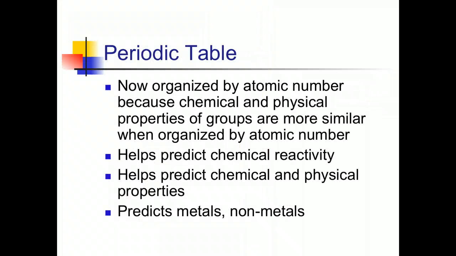The periodic table, as we stated, is now organized by atomic number. Chemical and physical properties of the groups are more similar when organized by atomic number. Things that the periodic table can help us predict: chemical reactivity, chemical properties, physical properties, the groupings, and what type of element it is. We're also going to talk about periodic trends. We can predict how an atom or element is going to behave based upon its location on the periodic table, and that's looking at trends. So we can predict quite a few things using the periodic table.